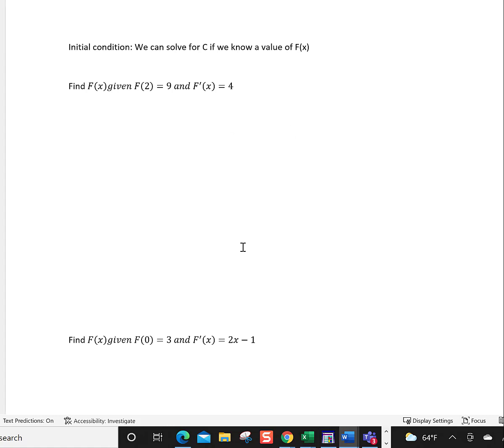We do have times that we can solve for the c, and the only way we can do that is if we know an initial value of f of x. So let's try one. We're going to find f of x if we know that f of 2 is 9 and f prime of x is 4. So we're going to integrate the 4, right? That's our derivative, so that'll get us back to f. We're going to integrate our derivative. That'll help us find f of x.